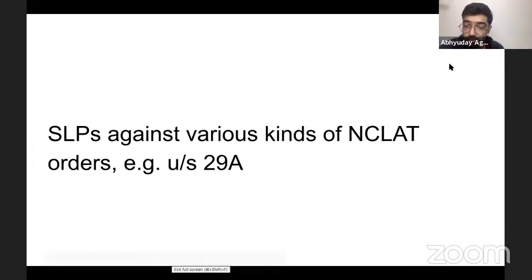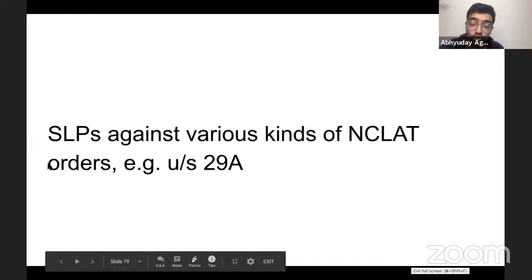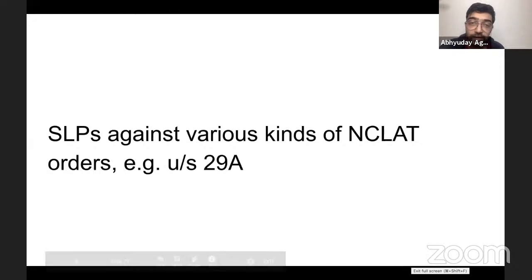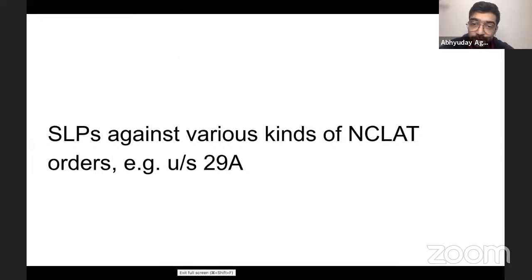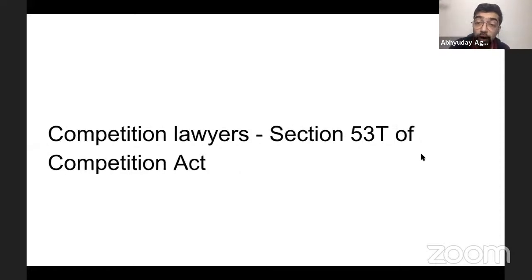Okay, SLPs against various kinds of NCLAT orders, for example, under section 29A. Special leave petition is one of the important things that Sanchita focuses on teaching, and this is also covered in the Advocates on Record exam. Now, SLPs against NCLAT orders, very important. Anybody wanting to practice at the Supreme Court must know how to draft SLPs. But SLPs under different laws are worked on differently.